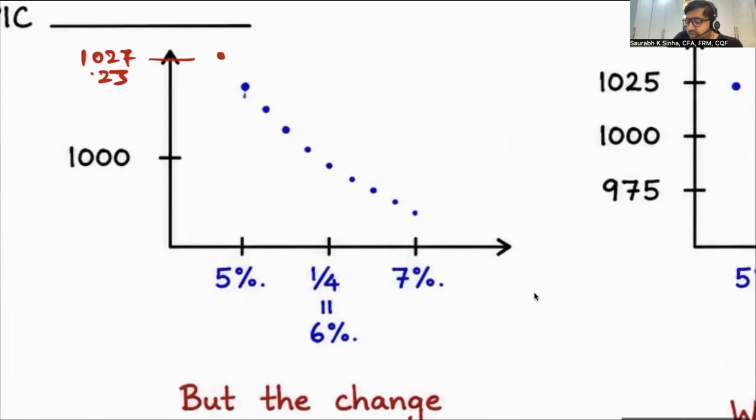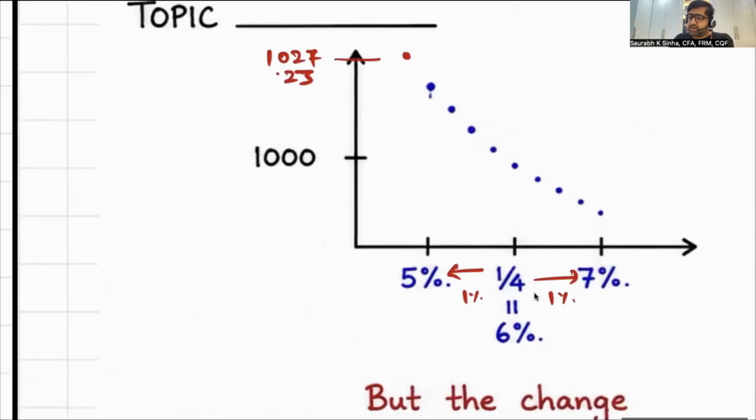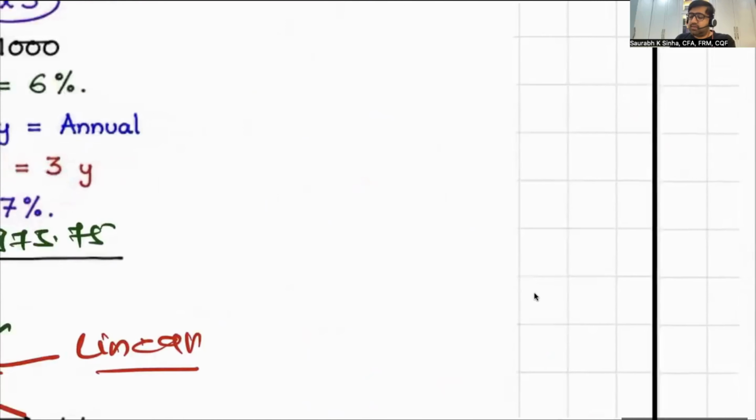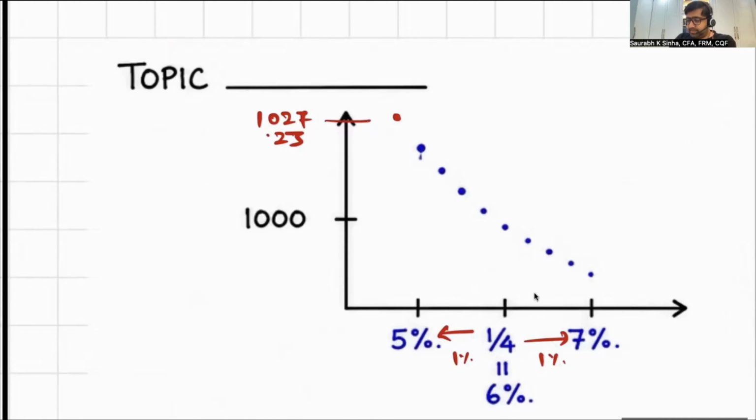However, if interest rate increases by 1%, here the fall is of 1%, here the increase in interest rate is 1%, then the new value of the bond is 973.75.